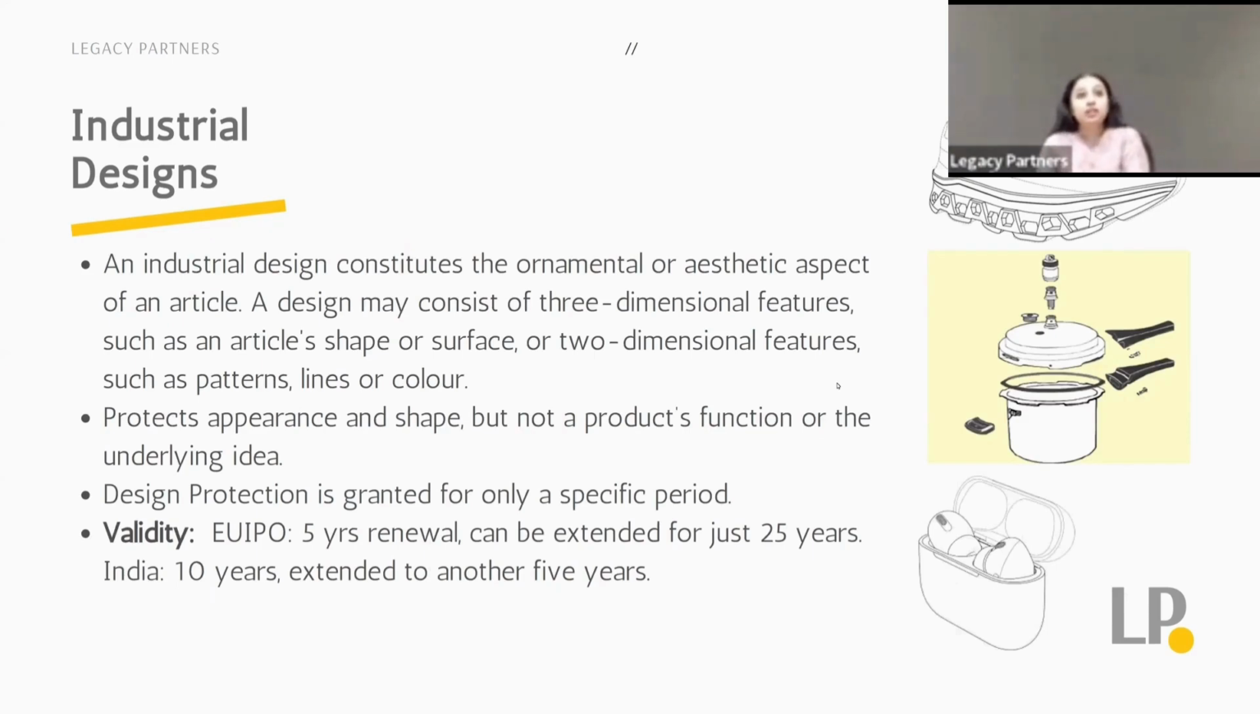The third category of intellectual property is industrial design. Industrial design constitutes the ornamental or the aesthetic aspect of an article. Design registrations are those registrations where we might secure registration on the physical appearance of a product. The functional aspect is not covered under industrial design. Only the physical appearance, for example, the shape of an article or the surface pattern, can be protected under the Industrial Designs Act.